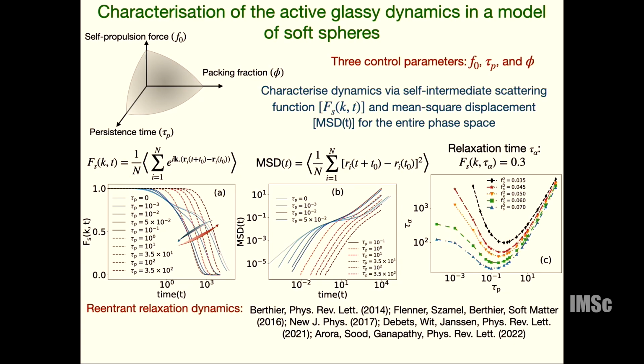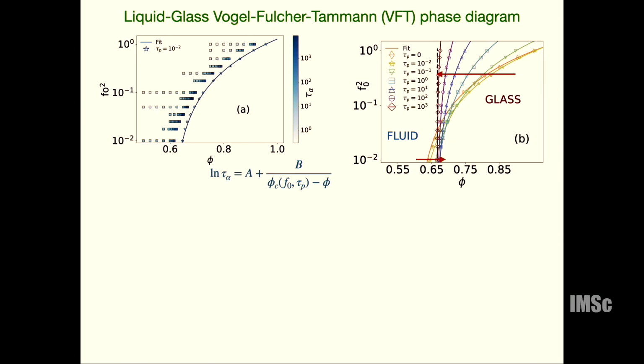So this is a reentrant behavior, and we are not showing it for the first time. Several people have already reported this reentrant behavior. For example, Ludovic himself, also in this paper, Flener, Jamel, Barthier, also the group of Janssen and Rajesh, have also shown this reentrant type of behavior in active systems. However, the main mechanism remained unclear. What is the mechanism leading to the non-monotonic behavior?